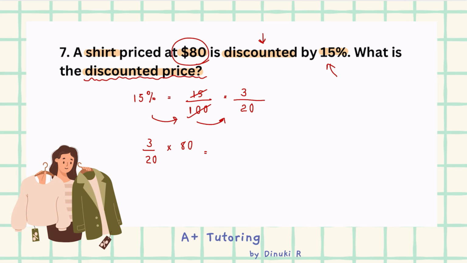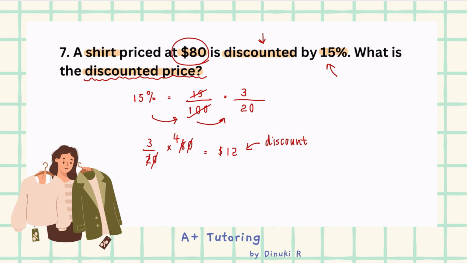Now we need to figure this out. So easiest thing to do, cancel the zeros out. And then we know 2 goes 4 times. 3 times 4 is 12. Right? Is this our answer? No. This is what we've figured out here is just the discount, right?